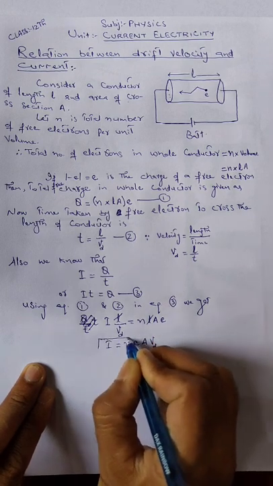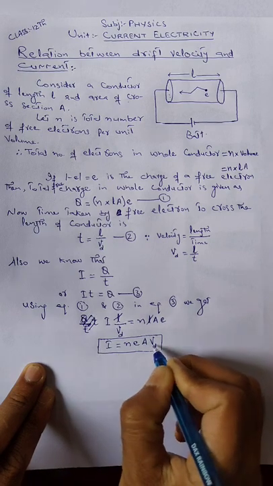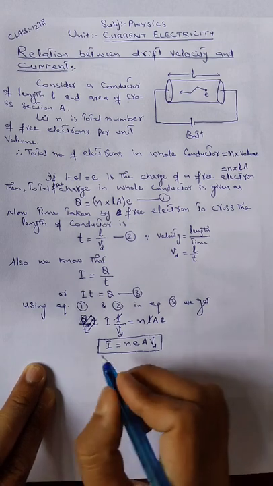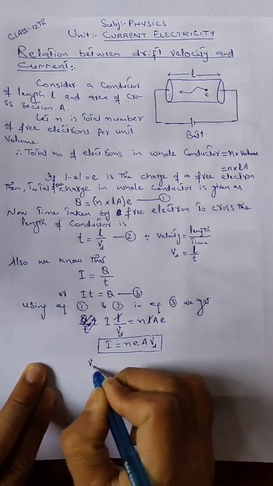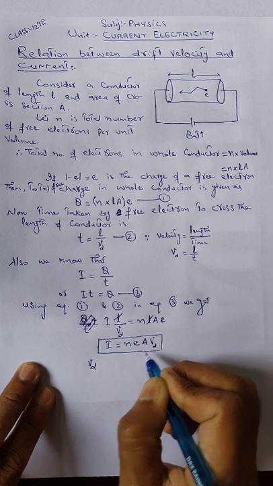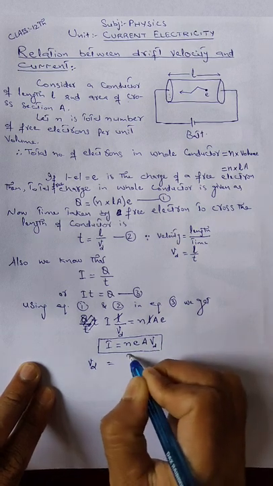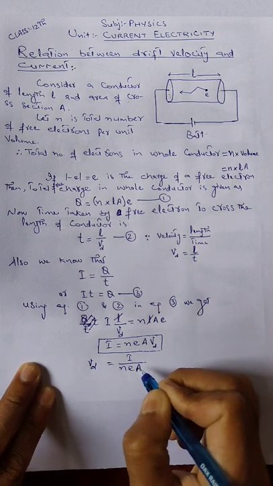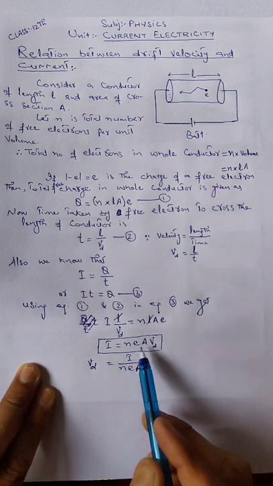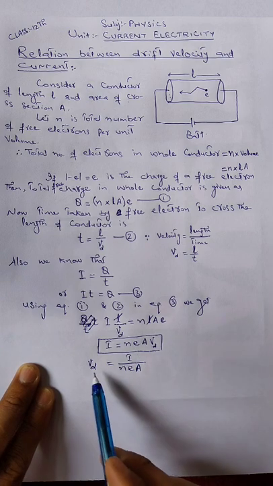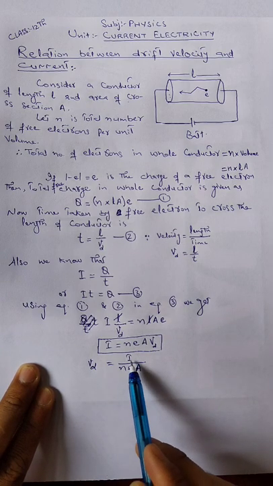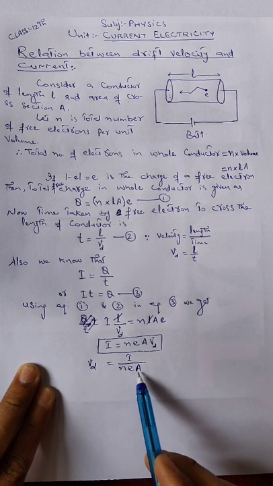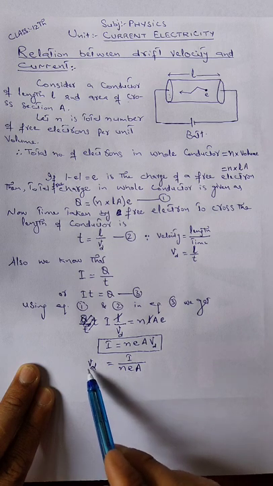So this is the relation between drift velocity and current. This is drift velocity and here it is current. Or I may write Vd is equal to I over NEA. Vd is equal to I, this will come down. So here it is clear that drift velocity is directly proportional to current. More the current, more will be the drift velocity.